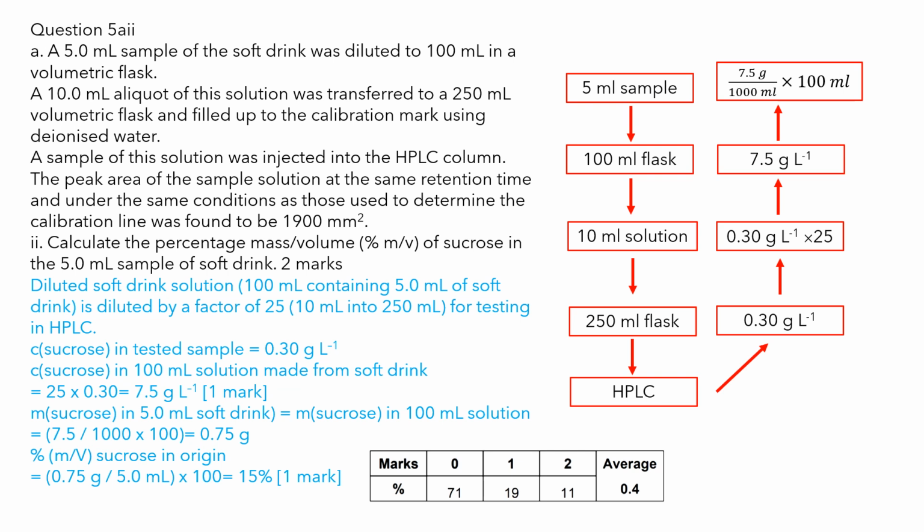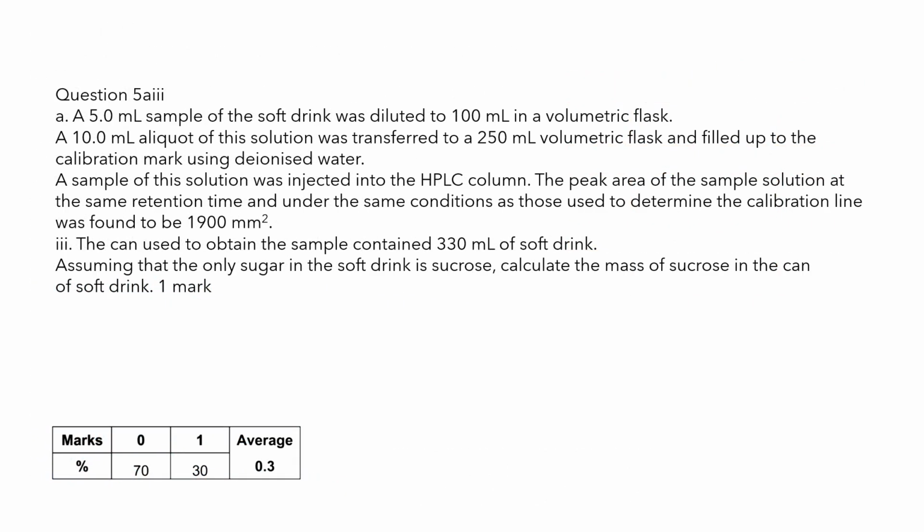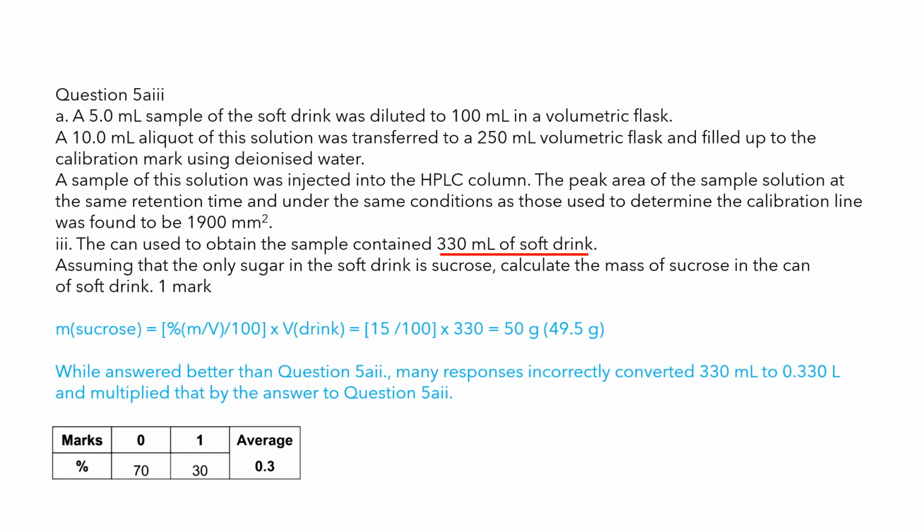Using the concentration in a 100 milliliters volumetric flask, we calculate the sucrose mass in the 5 milliliters sample, and finally the percentage mass to volume. We know the percentage mass to volume in part A2, so it is easy to calculate the mass of sucrose in 1 can.